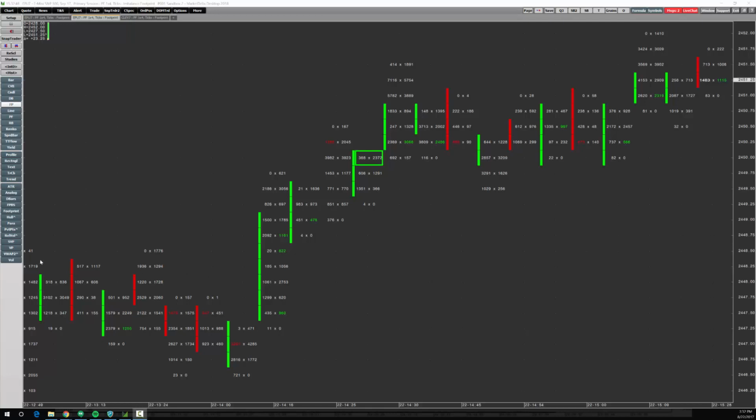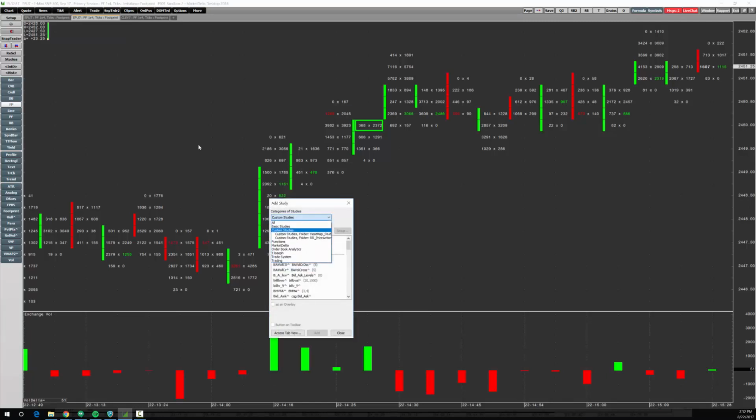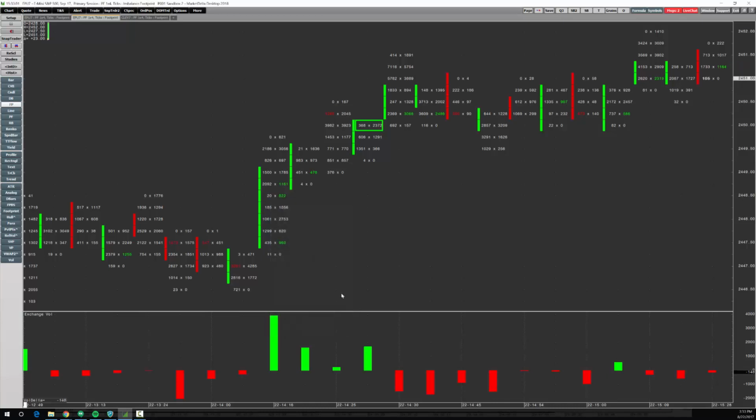I want to add a volume study. So I have a button on my toolbar I can click to add a volume study. Otherwise, you can right click, add study, and just choose it from the list. So anyway, I've just added it. You can see mine is automatically set to come up with delta. That's what you're looking at.